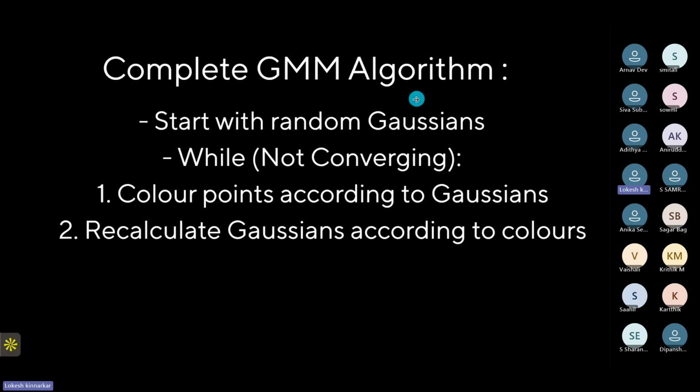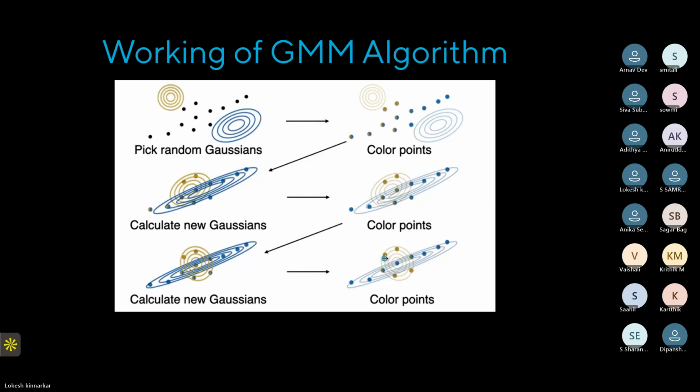So in a nutshell, the GMM algorithm follows these steps. You start with some random Gaussians. Random Gaussians means you initialize the means and the covariances, and you run a while loop until the model converges. The first step is you color the points according to the Gaussians, and the second step is you recalculate those Gaussians according to the colors. Okay, this is very important to understand the GMM algorithm because it involves a lot of mathematics. If you understand this, it will be easier to follow the maths part of it.